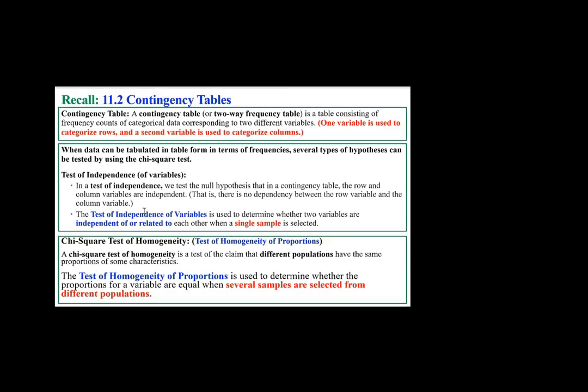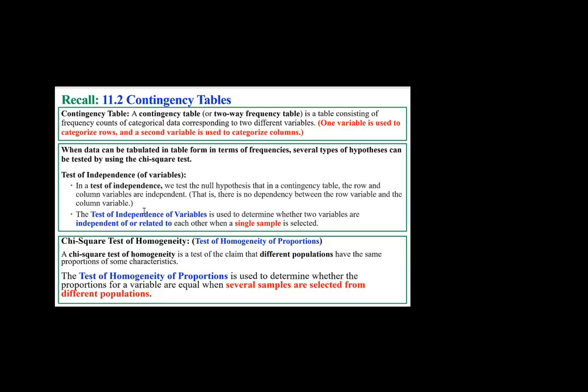Contingency table. The next section deals with the contingency table. A contingency table, or two-way frequency table, is a table consisting of frequency counts of categorical data corresponding to two different variables. One variable is used to categorize rows and a second variable is used to categorize columns.